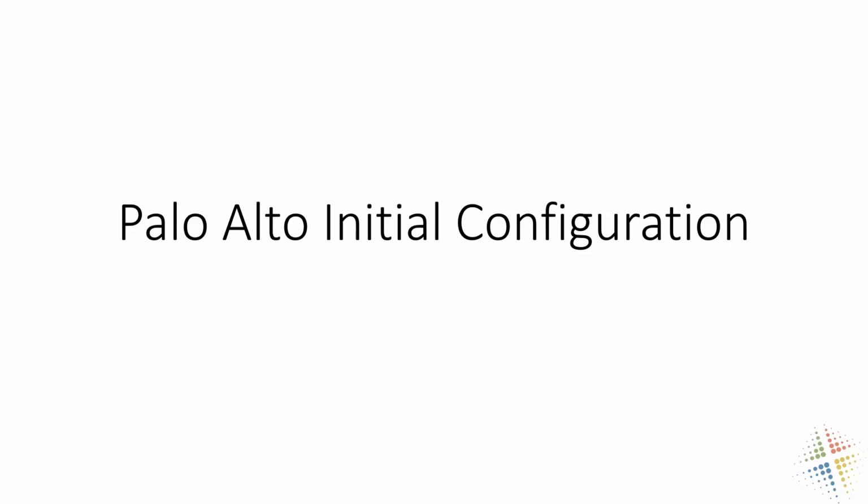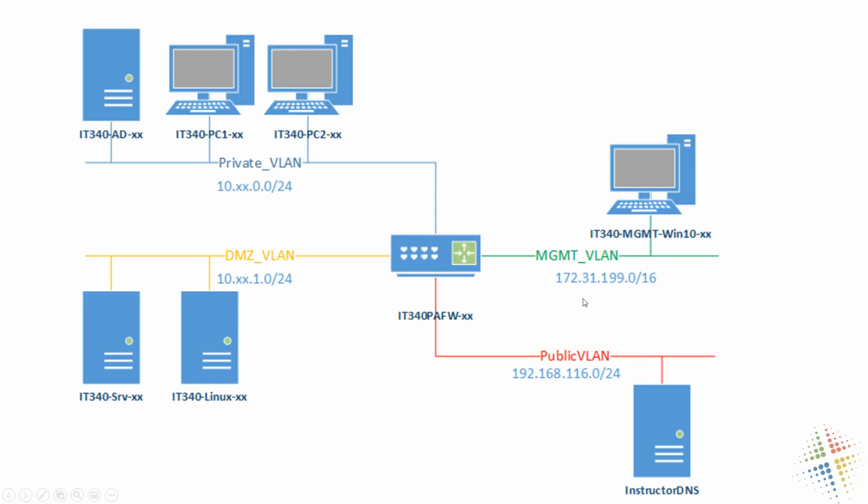Well, in this particular scenario, we've got this network right here. We have our Palo Alto firewall in the middle, and we have a couple of different networks. Over here we have a private VLAN. This would be, say, all the desktops or the servers in your environment. We also have a public VLAN. This would be the internet.